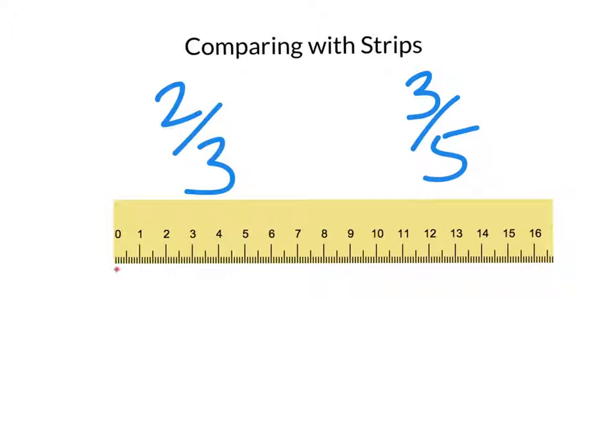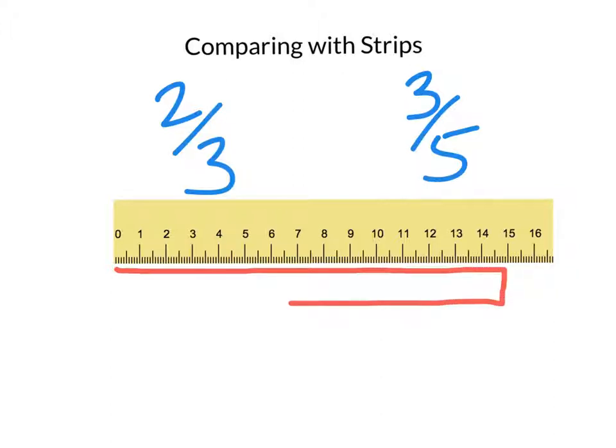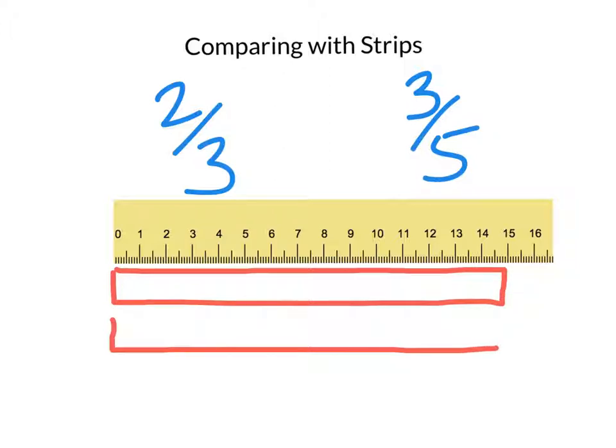3 and 5 are my denominators. So my first strip will look like this. I'm doing it as neat as I can. My second strip I'm going to make congruent. So it's going to start at the same place, the same starting line, and it's going to be the same length and the same size. So you see how they share this starting line?